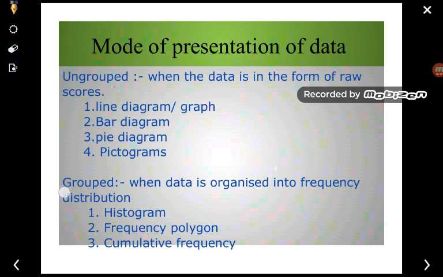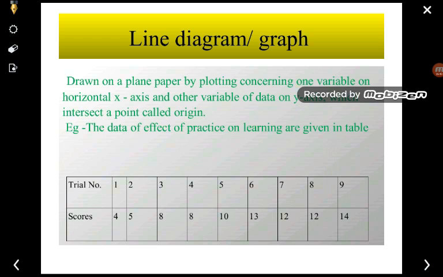Next is, what is the grouped data? When the raw data which is there in your hand is first organized, it is classified or organized, and after that it is presented. So these grouped data can be presented either in the form of histogram, frequency polygon and the cumulative frequency. These are the three methods by which we can graphically represent the data.